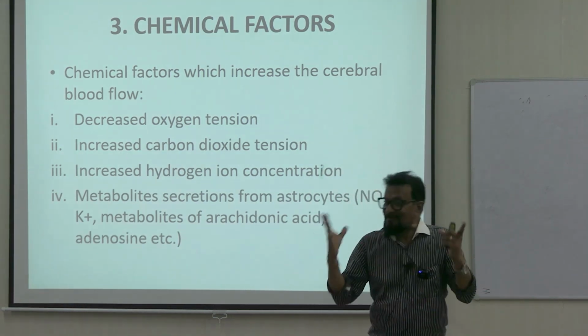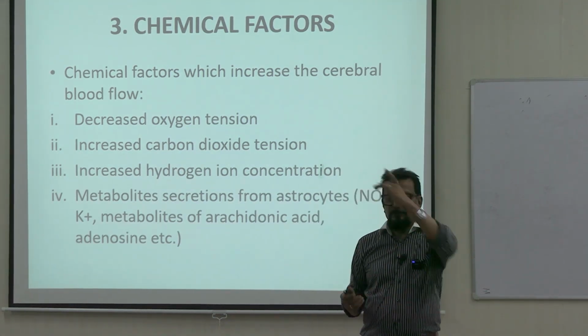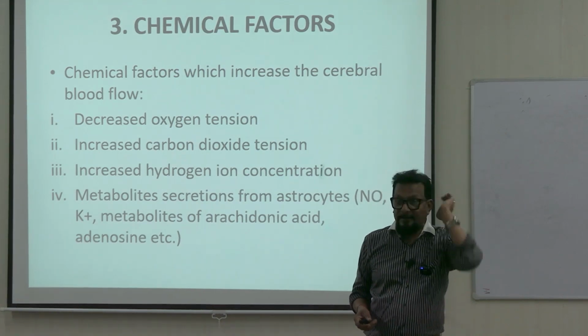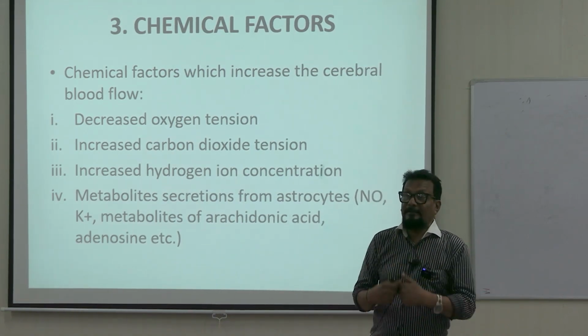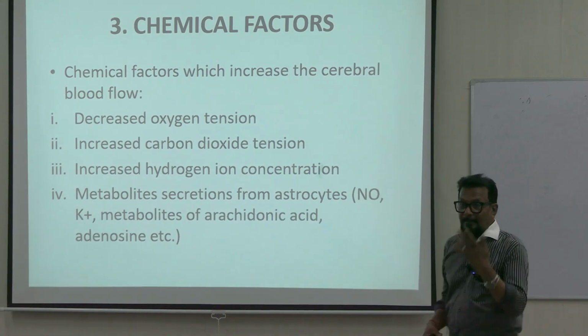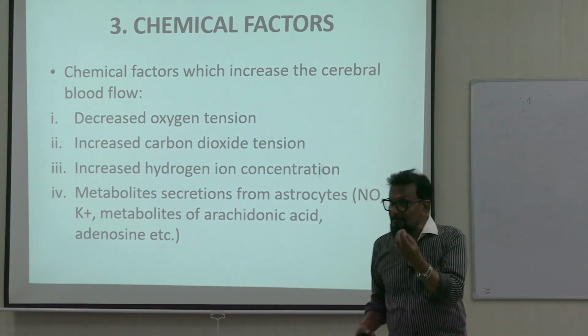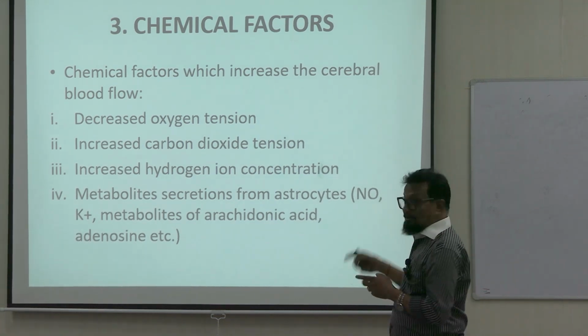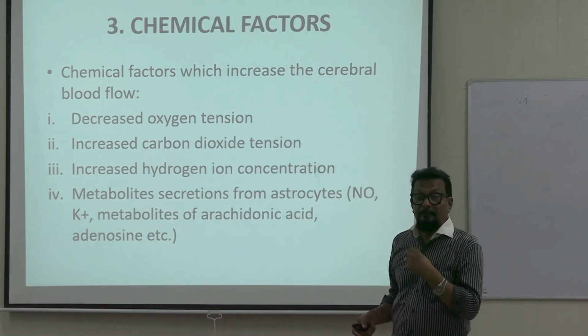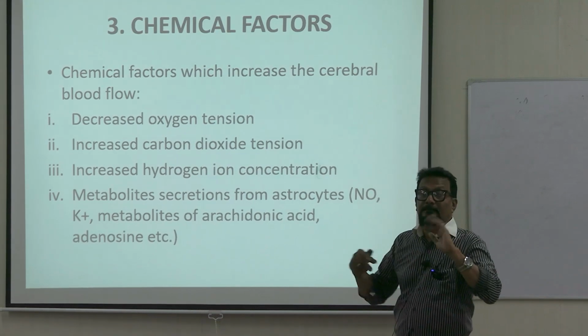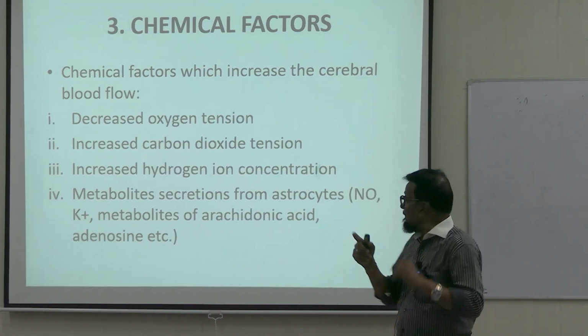This hydrogen ion is a vasodilator. They will cause vasodilatation of the blood vessels in the brain, so there will be increased blood flow. Similarly, high partial pressure of carbon dioxide: when partial pressure of carbon dioxide increases beyond 35 millimeter of mercury, that may cause vasodilation.